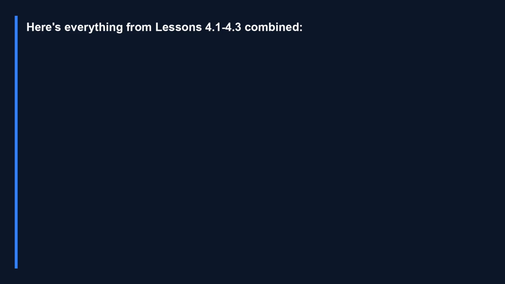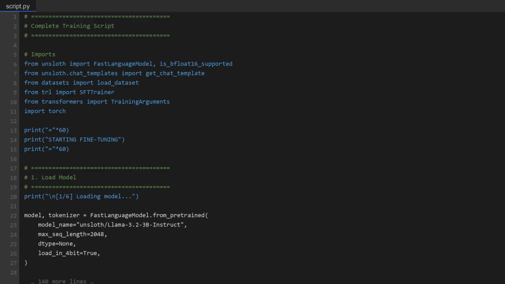Starting training. Here's the complete training pipeline. Everything from lessons 4.1 through 4.3 assembled into one script. This script is your full end-to-end training pipeline. It loads the Llama-3.2-3B-Instruct model from Unsloth using 4-bit quantization, that's the load_in_4bit flag, which cuts memory usage dramatically and is what makes a 24 GB card like the P40 viable for a 3 billion parameter model.